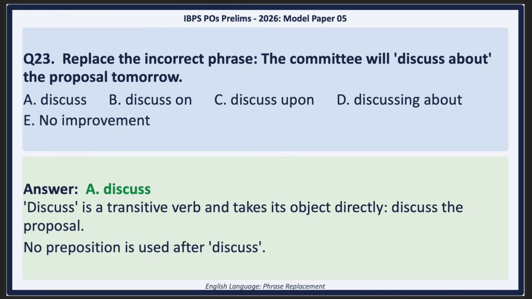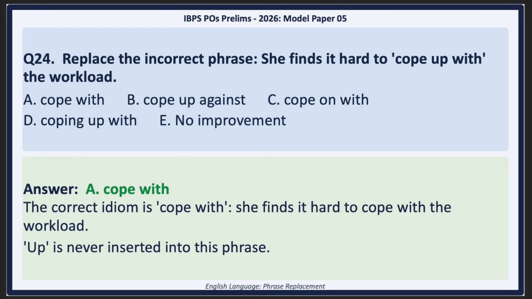I like that, yes. Adding "about" is a very common syntactical intrusion from regional dialects, but it is technically incorrect in standard formal English. Which perfectly explains question 24. It asks us to correct the phrase "cope up with." Exactly. This is idiom correction. Option A, "cope with," is correct. "Cope with" is the standard rigid idiom. The word "up" is a phantom word that simply does not belong.